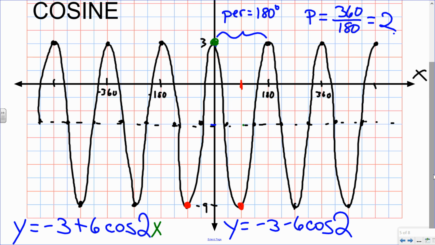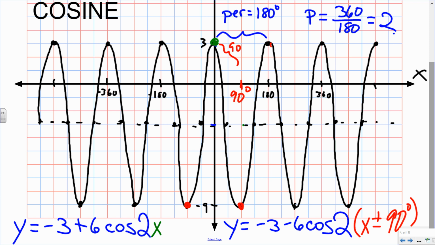Now, what I know is that the min is going to be halfway between these two maxes. If these are 180 apart, these need to be 90 apart. So if this one's at 0, this one has to be 90 degrees. Since it's equidistant, I can do it either way as x plus or minus 90 degrees. Does that much make sense to everybody of how we got this?